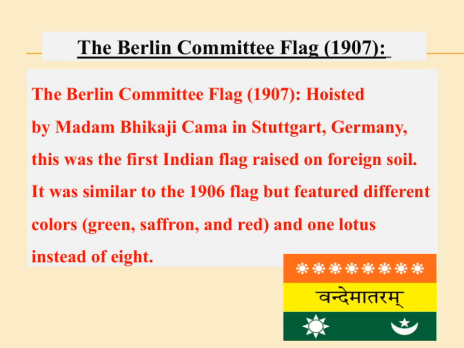Now, let's take a closer look at the Berlin Committee flag from 1907. This flag was hoisted by Madame Bikajikama in Stuttgart, Germany, and it holds a special place in our history as the first Indian flag raised on foreign soil. It's important to understand that this flag was quite similar to the one from 1906, but there were some notable differences. For example, it featured different colors, green, saffron, and red, and instead of 8 lotuses, it had just 1. These elements reflect the evolving identity and symbolism of the Indian independence movement.